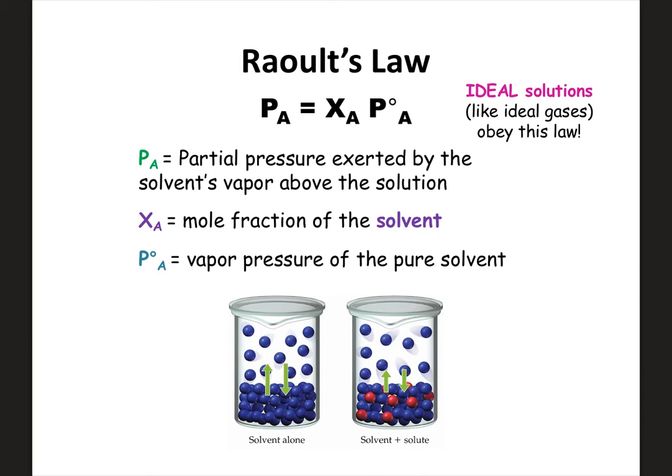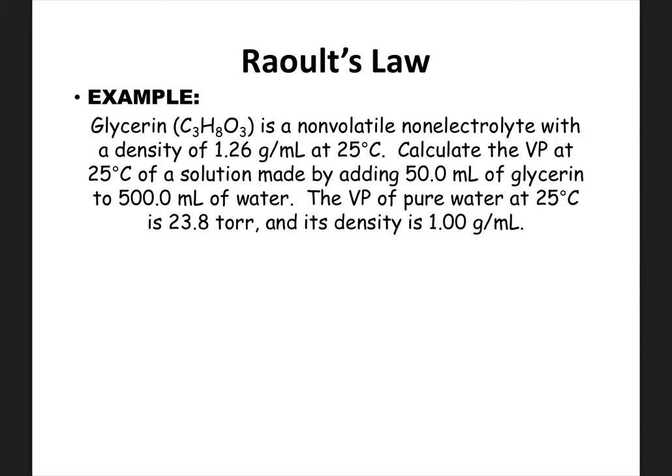So now we can do a quick problem here using Raoult's law. This problem says we have glycerin, and it gave us the formula of glycerin, which is a non-volatile, non-electrolyte with a density of 1.26 grams per milliliter at 25 degrees Celsius. All right, so that's interesting. They're giving us a density here. We'll have to think about what that's going to be used for.